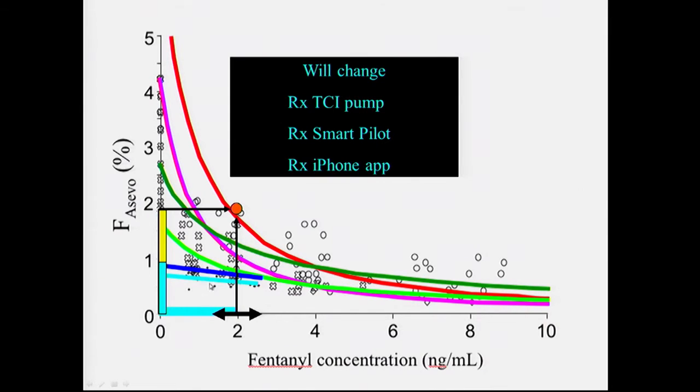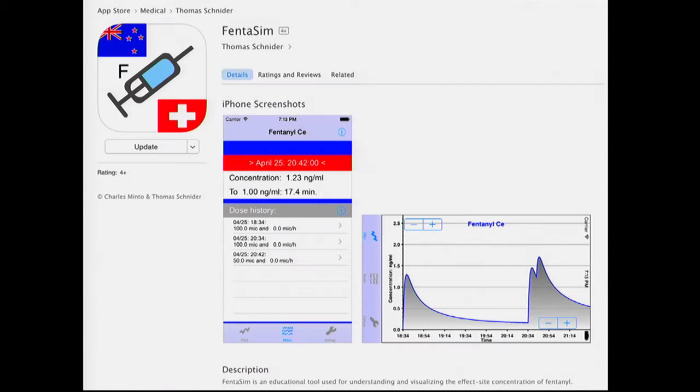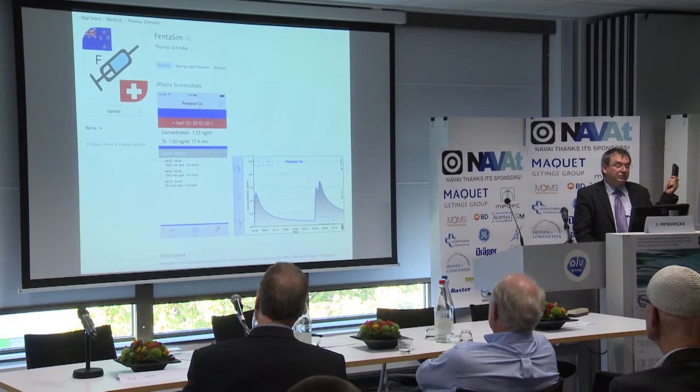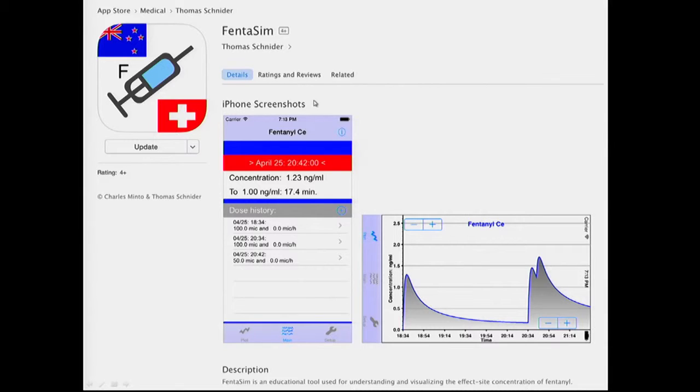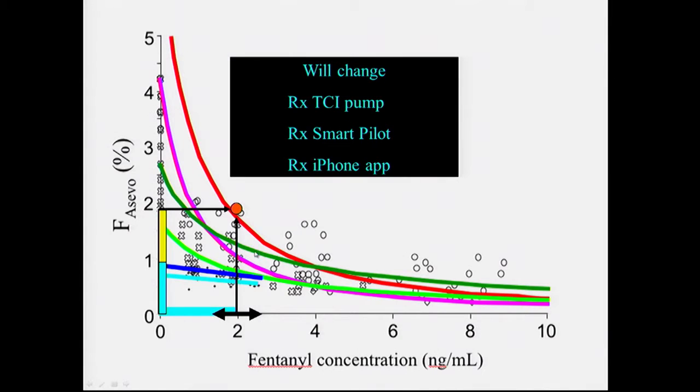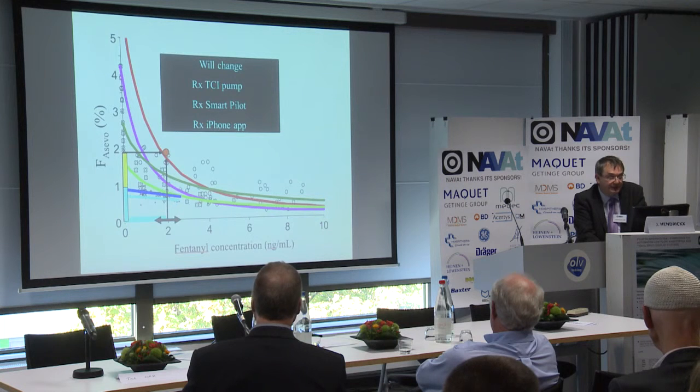This you can measure, but the fentanyl, how do you manage that? Well, you can use a TCI pump, you can use the Smart Pilot, or you can use an iPhone app if you're using fentanyl. There's a program by Thomas Schneider, it's called Fantasim. It's a great tool, and you can download it for free. And this would actually allow you to manage this part of the isobologram for inhaled anesthetics if you're using fentanyl.